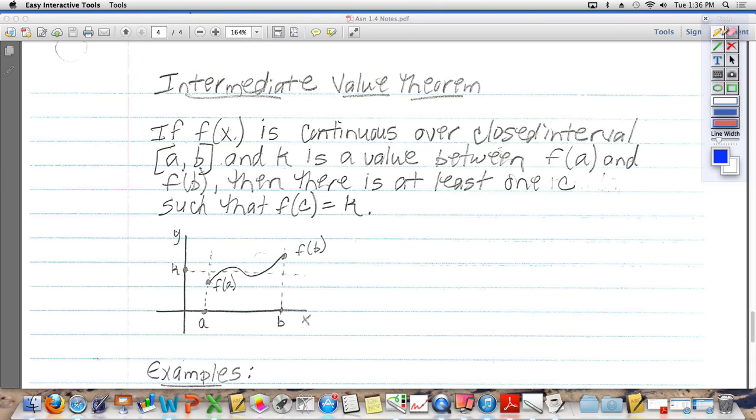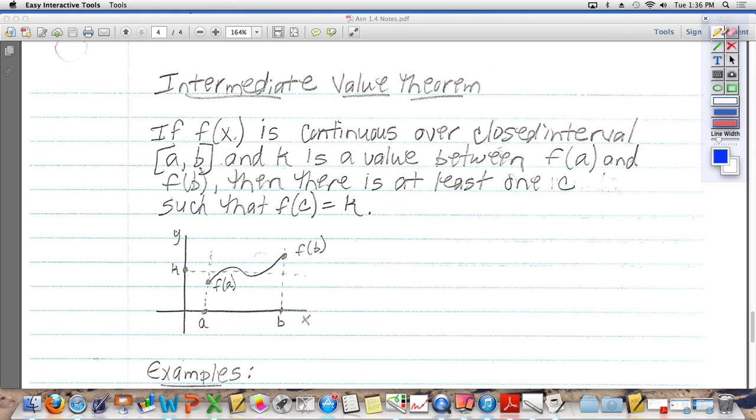So here's the math words because we need to learn to read math. If f of x is continuous over a closed interval, a b, we talked about that. In other words, the graph goes on and on and on. It doesn't have any breaks or gaps or holes or whatever. And k is a value that is between f of a and f of b, then there is at least one c such that f of c equals k.